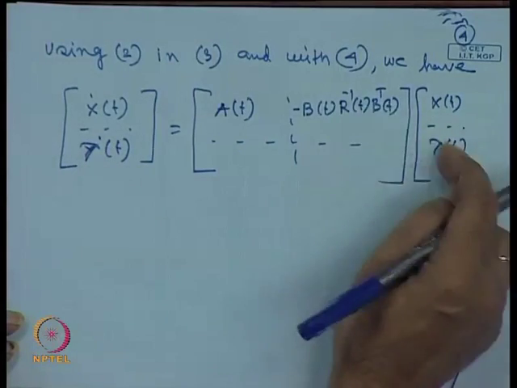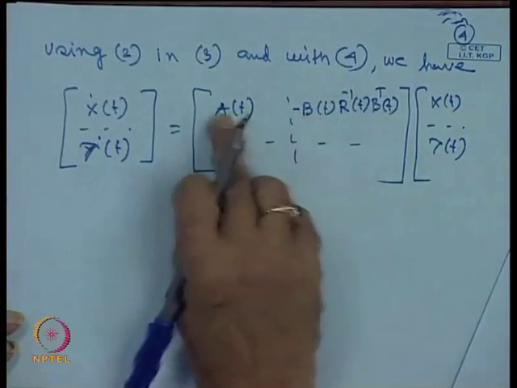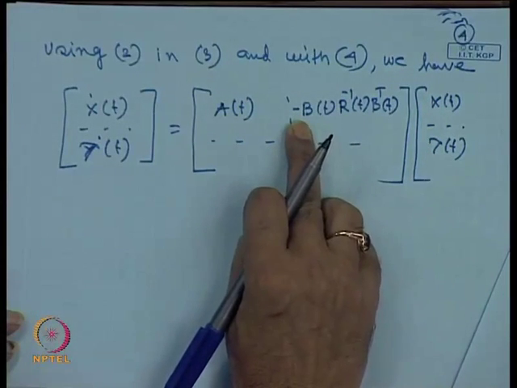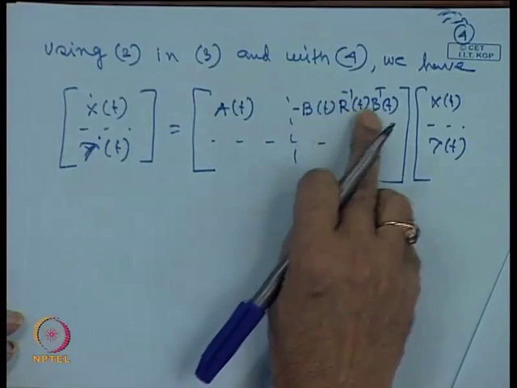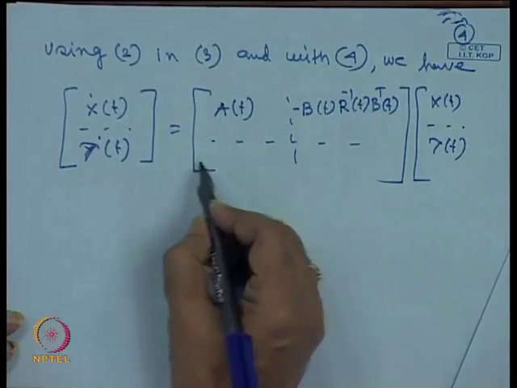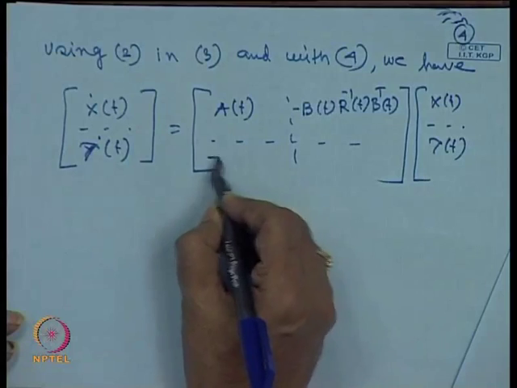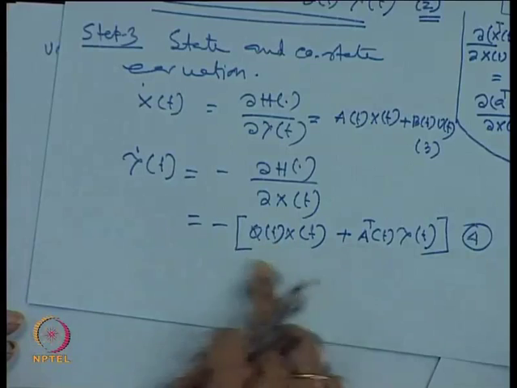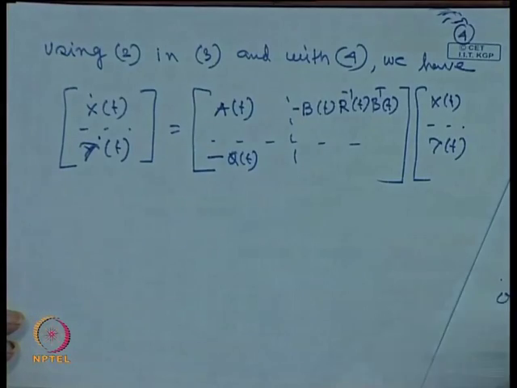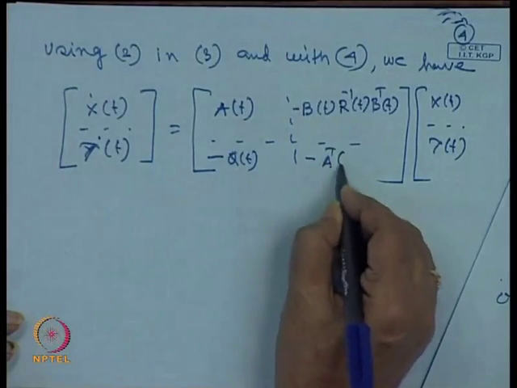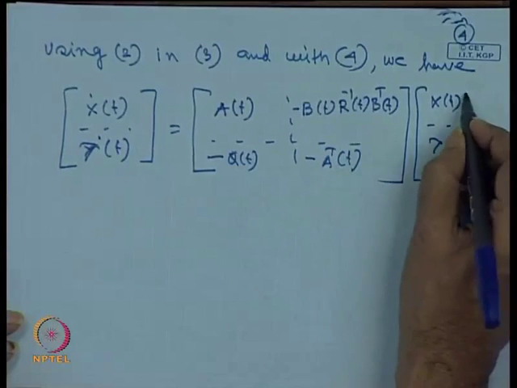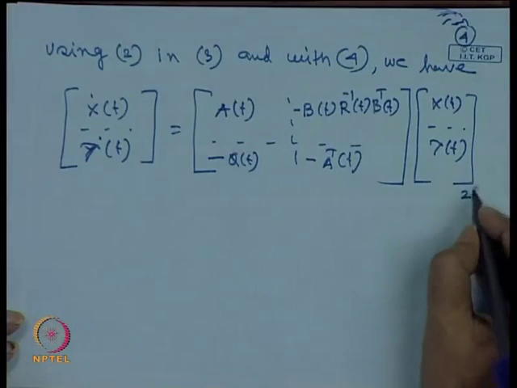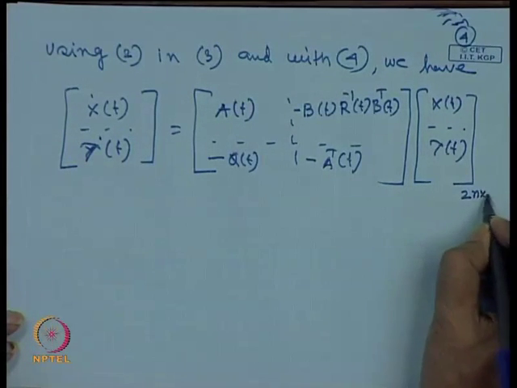So, the lambda of t multiplied by the a x, actually a into x, b into u, b as it is, u I am writing as minus r inverse b transpose lambda. And then it is as it is, q of t, and minus a transpose of t. Since co-state vector and state vector dimensions are the same, each is n. So, this dimension is n cross 1.